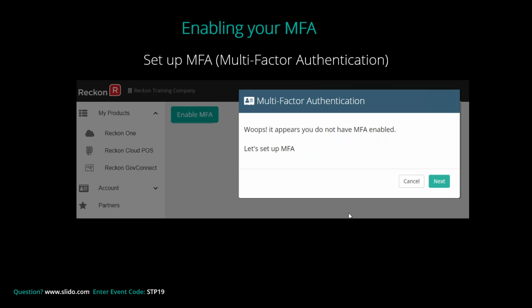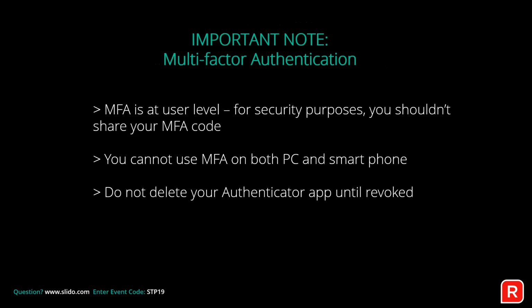The very first time you click on Reckon GovConnect, we prompt you to set up your MFA, your multi-factor authentication. This message will pop up the first time you log in. To explain a bit further for those who aren't familiar, an example is if you use online banking or MyGov, you'll be sent a text message or something like that to verify that you are the user. This is pretty much the same process.